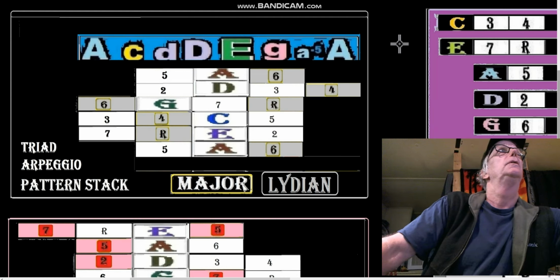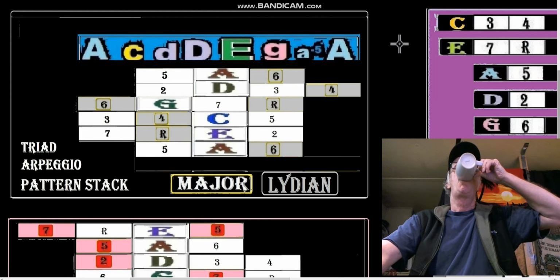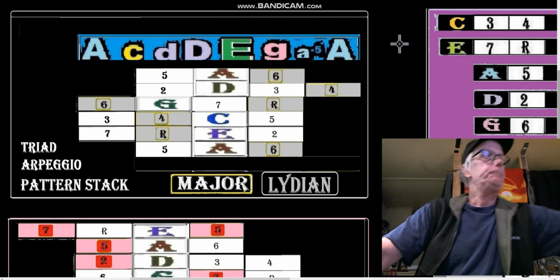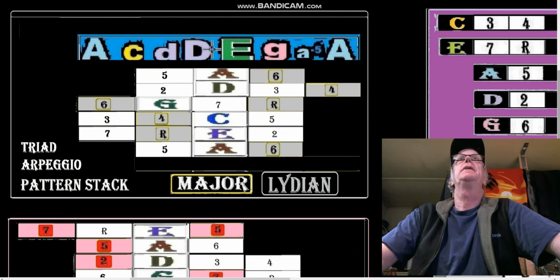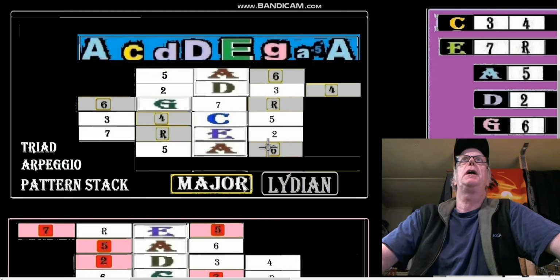Okay, so here's our E shape 5th. This is our modal circle rollout. An A major shaped A major, a C minor shaped D minor. We're not looking at that one. We're not looking at 6, root, 3. We're looking at the gray notes here, the Lydian.